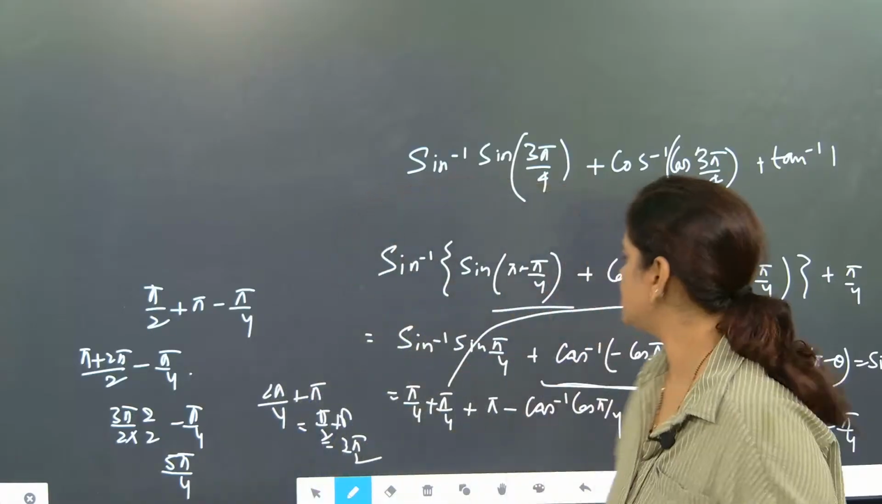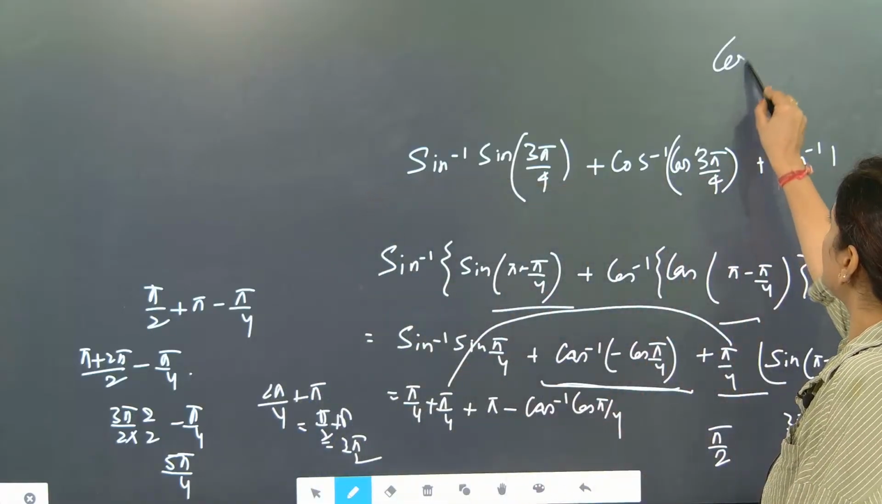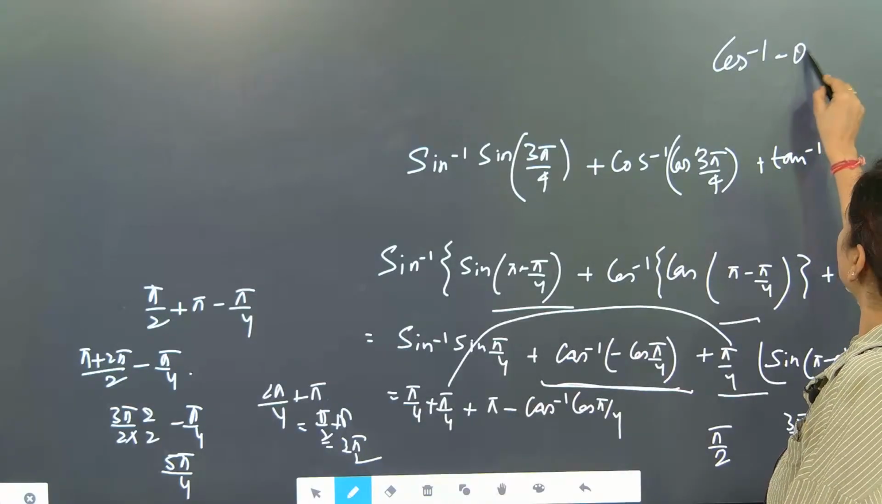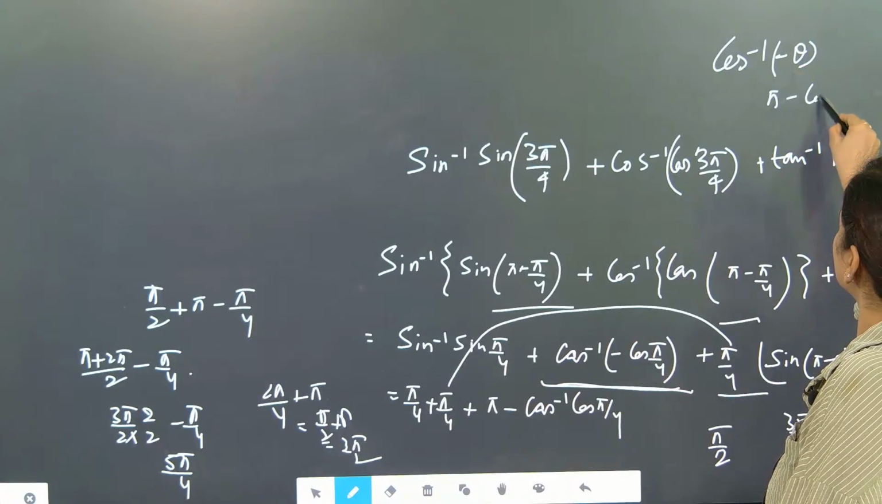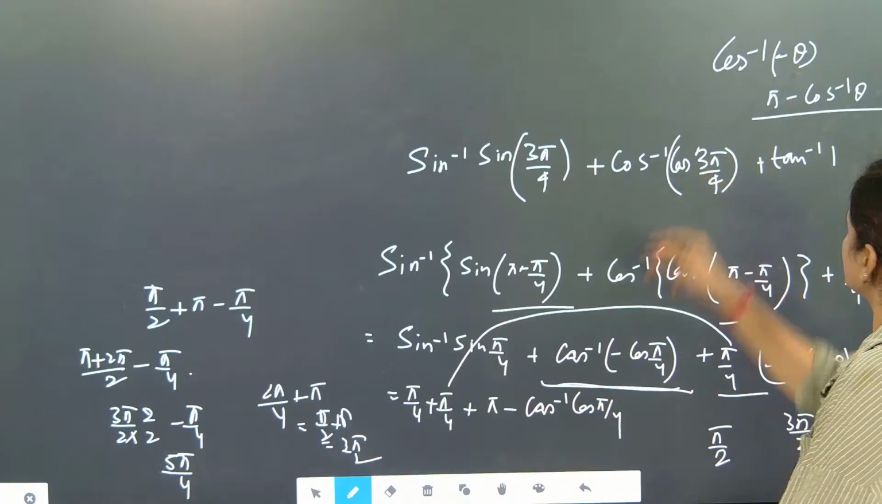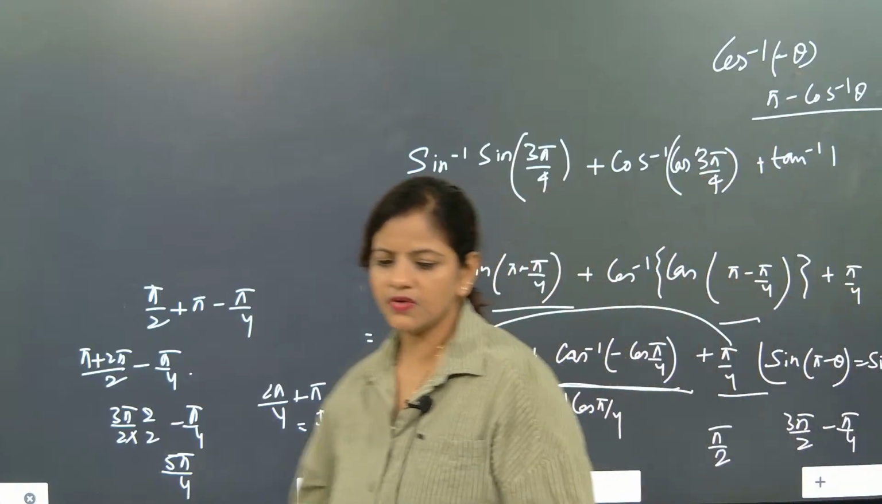Okay. Because see, what is the cos inverse minus theta formula, beta? Cos inverse minus theta is pi minus cos inverse theta. Pi minus cos inverse theta. And like this only we are going to solve.